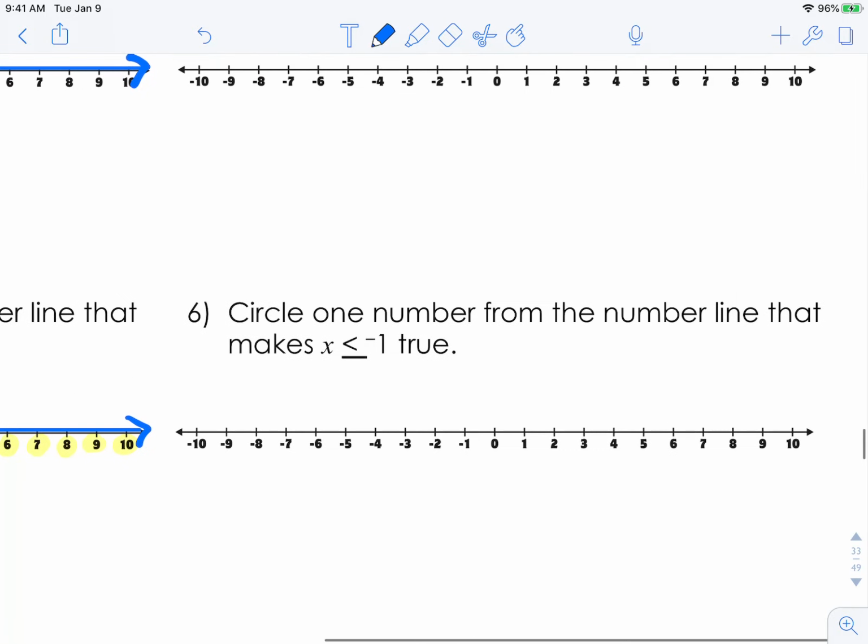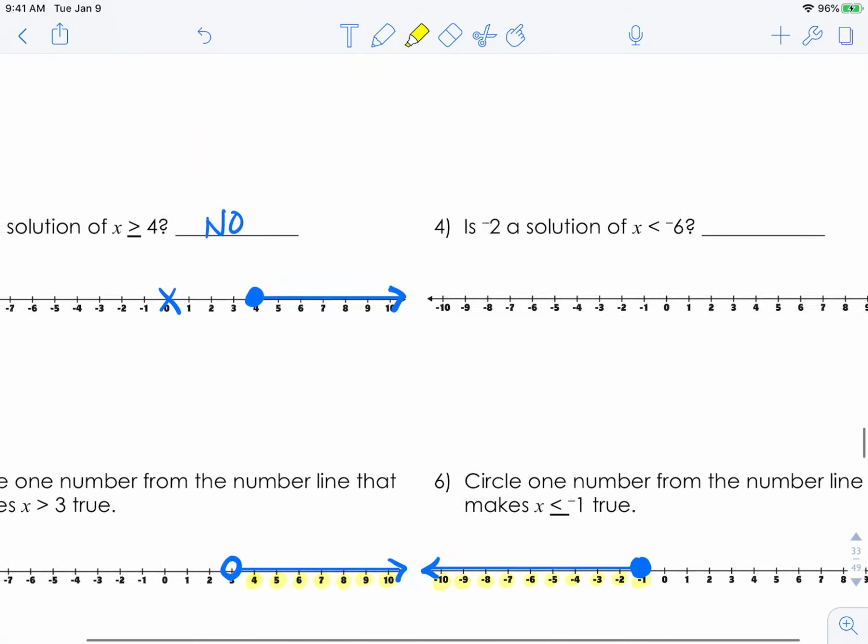So let's look over here. Circle one number from the number line that makes x is less than or equal to negative 1 true. Less than or equal to means a closed circle. Less than means your arrow goes this way. And then all possible solutions, any number that could be circled and be correct, are all of these. And this time we get to include negative 1 because it was less than or equal to.